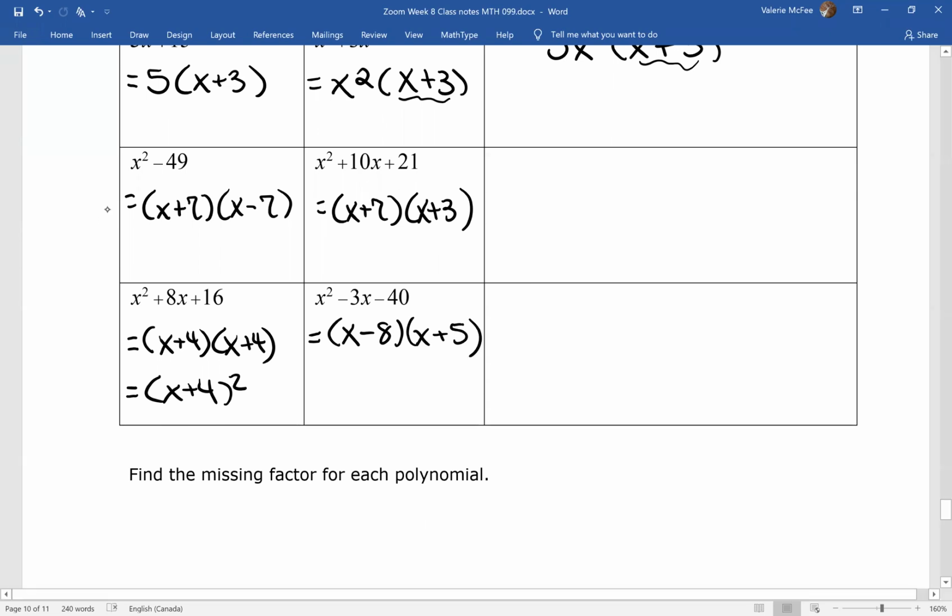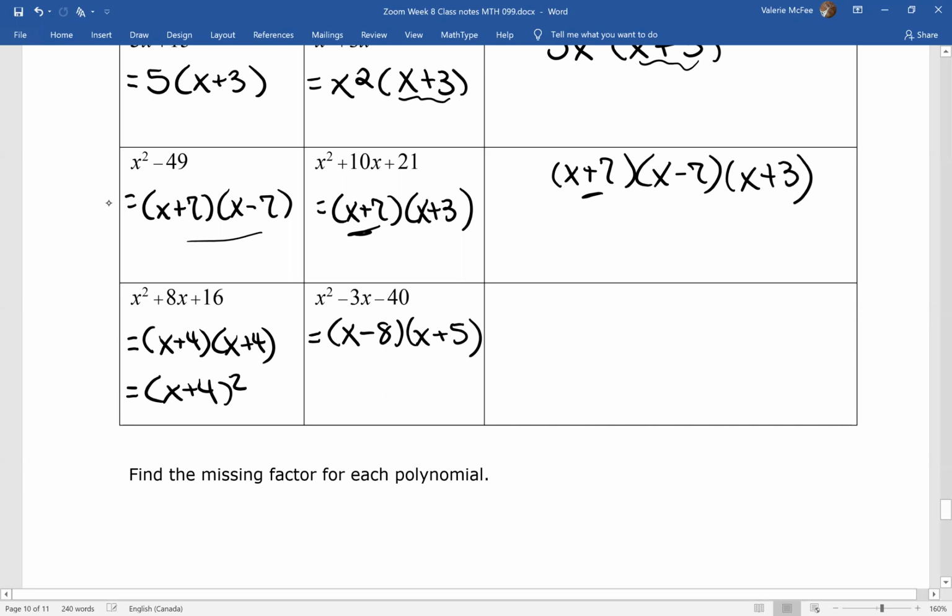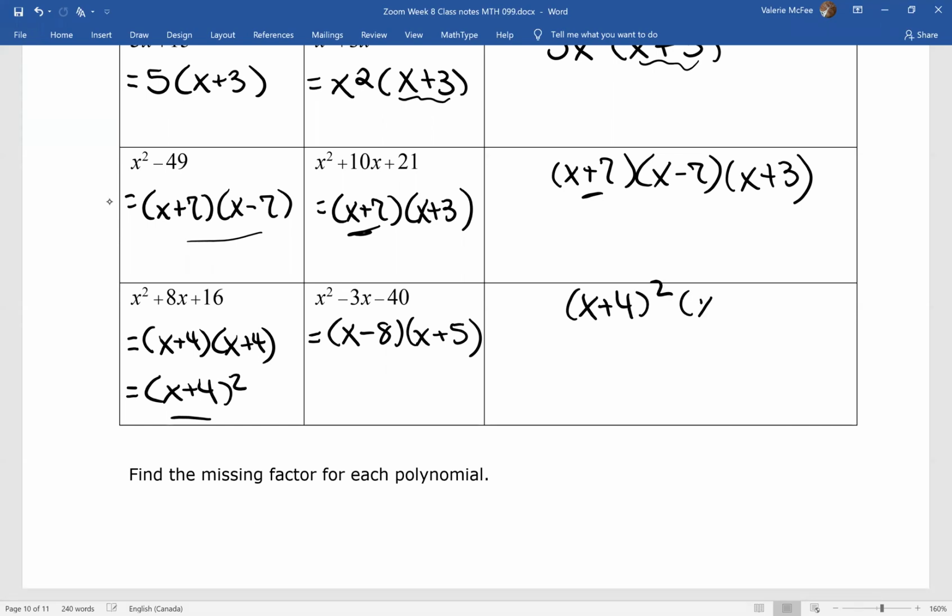All right, in this one, I need the factors of x plus 7 and x minus 7. I need an x plus 7, we already have it, but we also need x plus 3. This is our lowest common multiple. I need two factors of x plus 4. I need x minus 8, don't have it here. And I need x plus 5. This is our lowest common multiple.